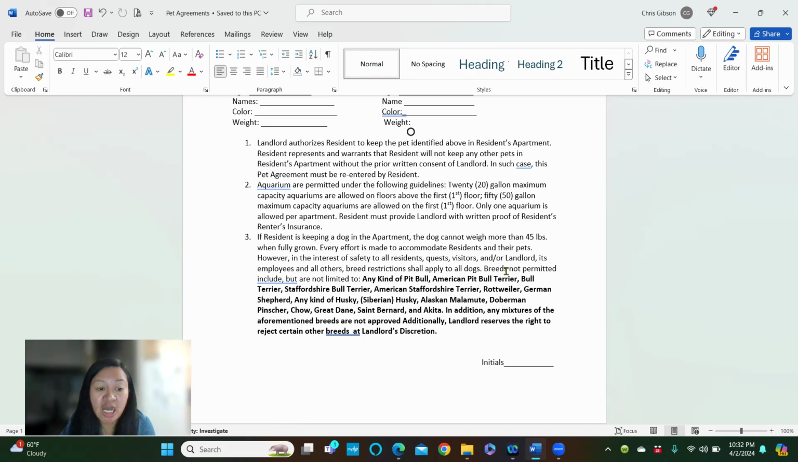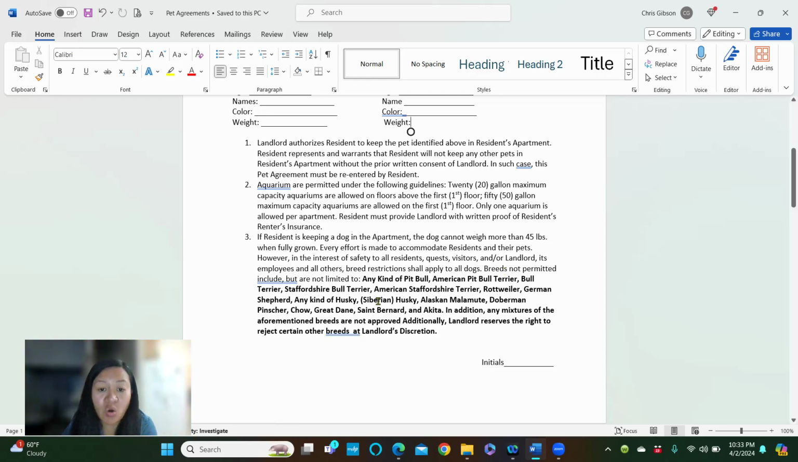Our pet rent, for example, for a dog is $30. If it is above 40 pounds, we require rent per pound. So if the dog is 40 pounds, the rent must be $40 a month. And for a cat, it is $25.